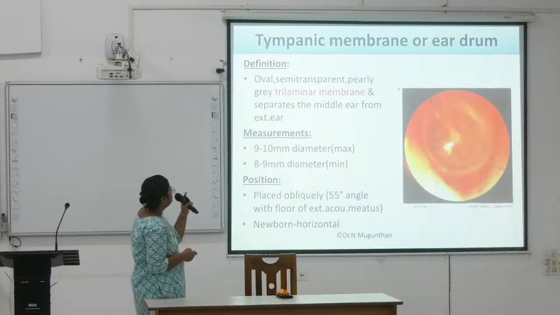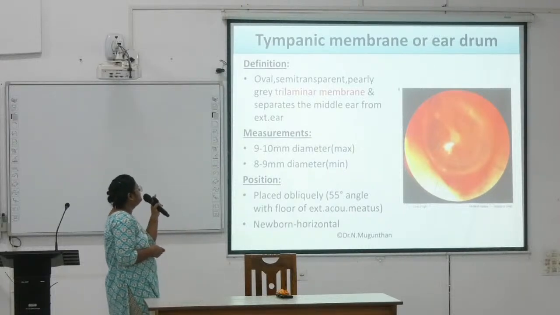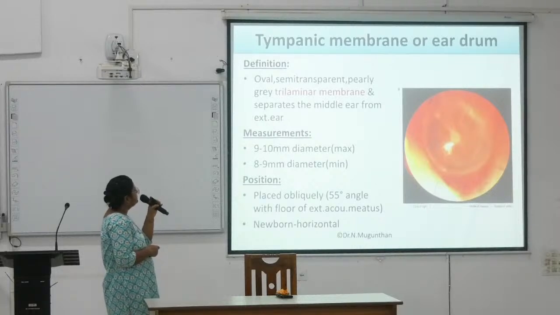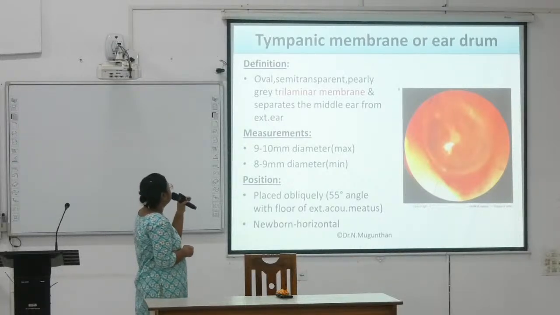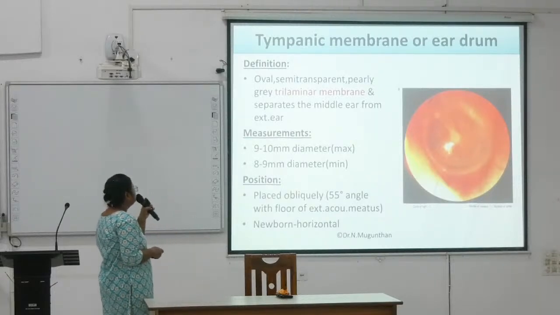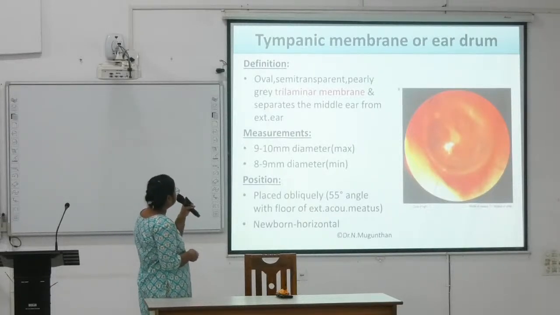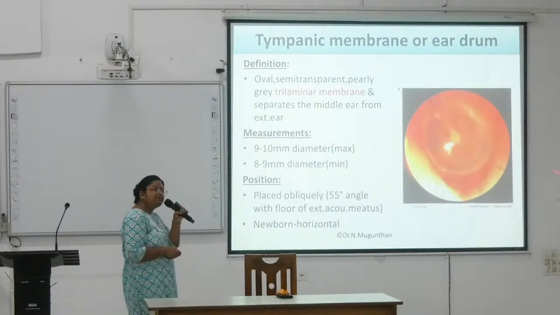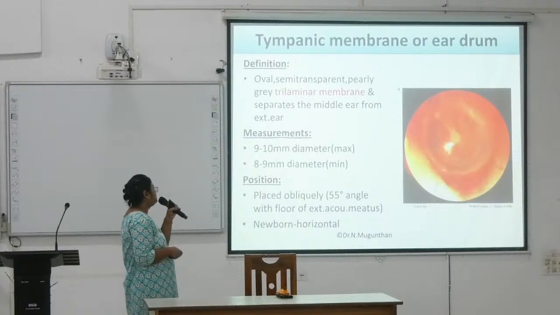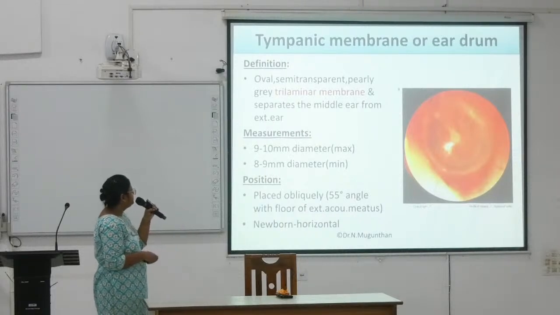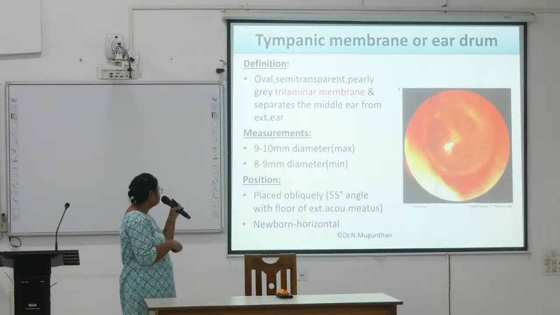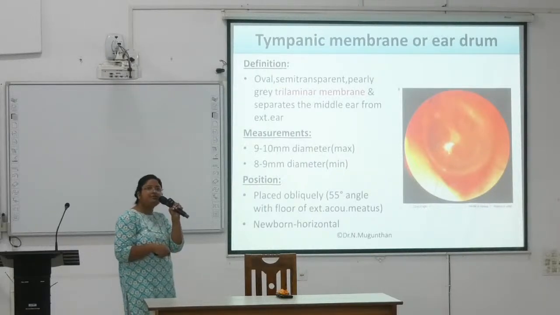So the tympanic membrane or eardrum is oval, a semi-transparent, pearly gray trilaminar membrane that separates the middle ear from the external ear. Measurements are 9 to 10 millimeters maximum diameter and 8 to 9 millimeters minimum diameter, as it is oval. Position: it is placed obliquely, at a 55-degree angle with the floor of the external acoustic meatus. You have seen the angulation in the previous picture. In the newborn, it is almost horizontal.